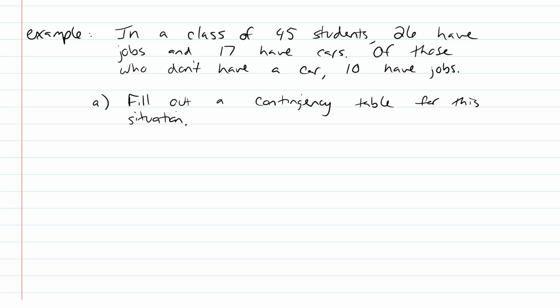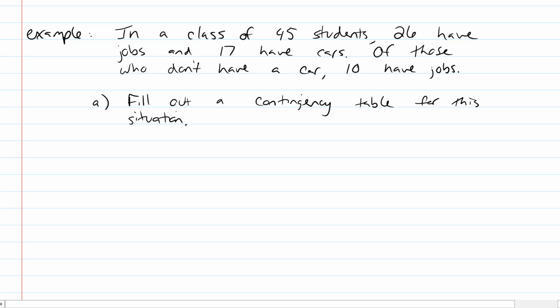In a class of 45 students, 26 have jobs and 17 have cars. Of those who don't have a car, 10 have jobs. Part A. Fill out a contingency table for this situation.